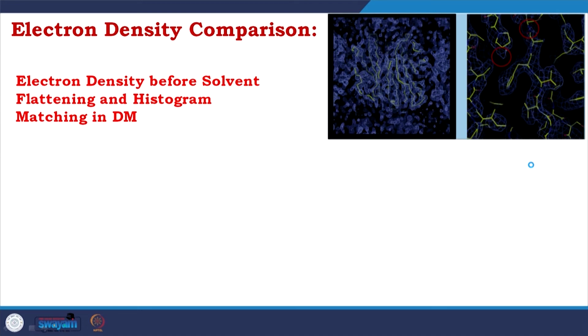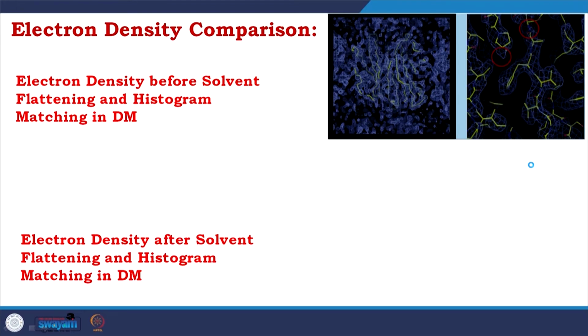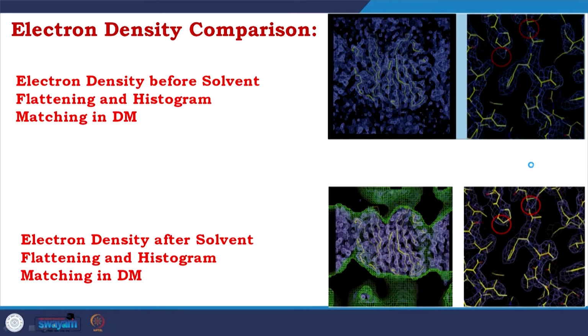Remember, we looked at this picture, and now when we have done all those solvent flattening, histogram matching and all, you see there is a beautiful change. The maps are sharper. If you see the extra portions here that I have highlighted, the extra portion is not there now. So, the phase is definitely improved, and that is where the critical role of these methods comes in: solvent flattening, histogram matching and averaging of non-crystallographic symmetry.